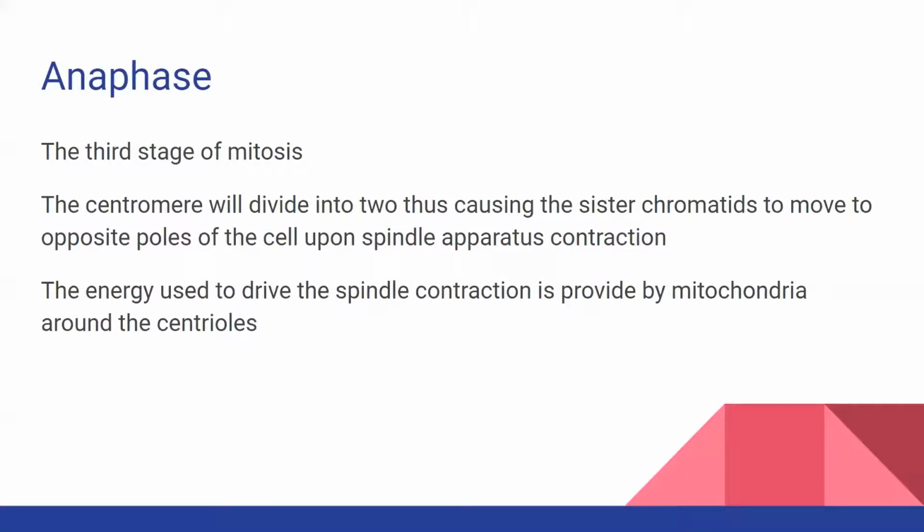Anaphase is the third stage of mitosis. In anaphase, the centromere will divide into two, thus causing sister chromatids to move to opposite poles of the cell upon the spindle apparatus contracting. The energy used to drive the spindle apparatus contraction is provided by the mitochondria around the centrioles, which provide the molecule known as ATP.